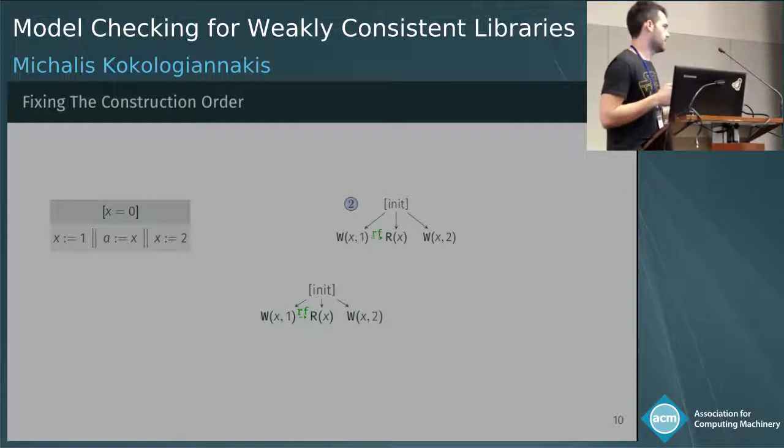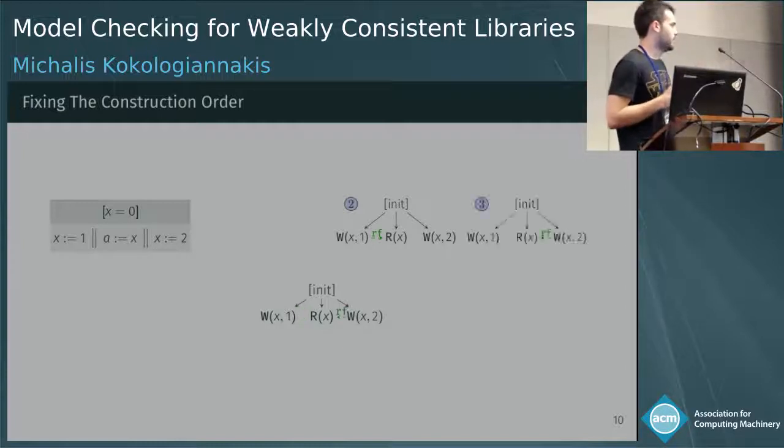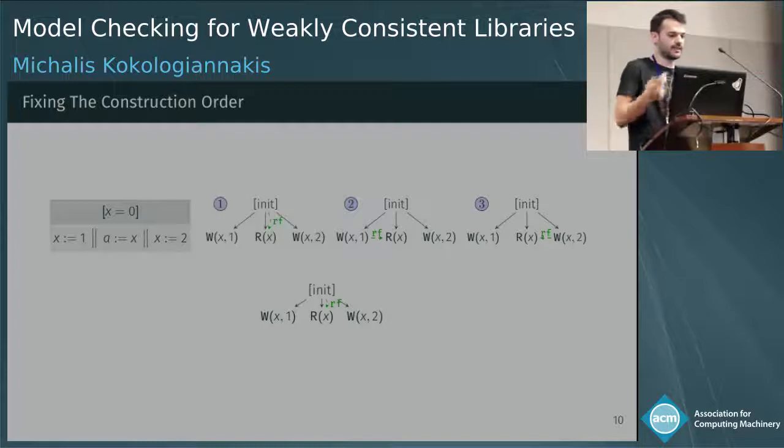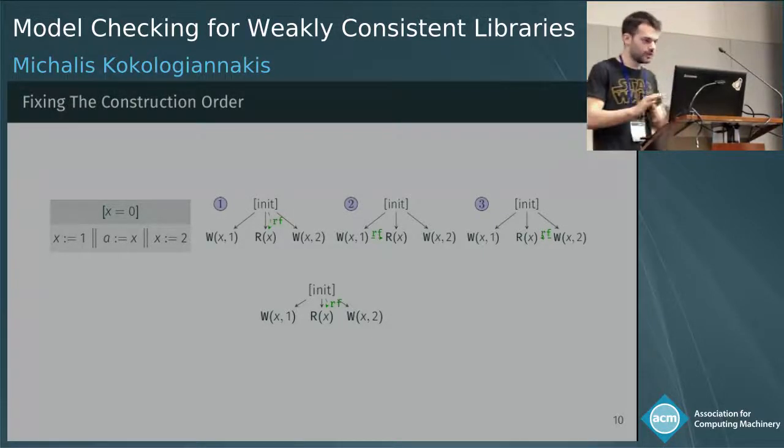Then it notices that, OK, that read could have also read from there. It arrives at another execution. Then it says, OK, when this read was first added, it could have also read 0. So then it proceeds again. It adds some events. It arrives at the third execution. This is roughly how it works.